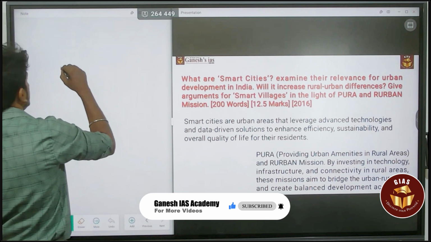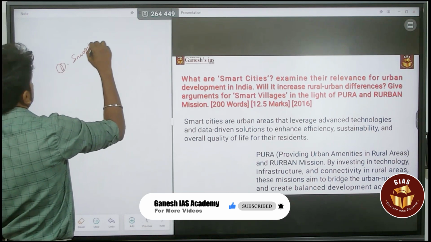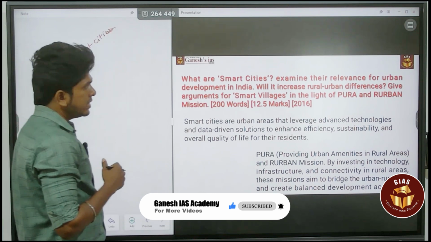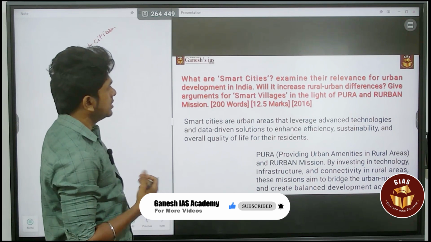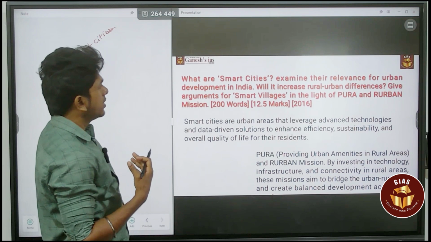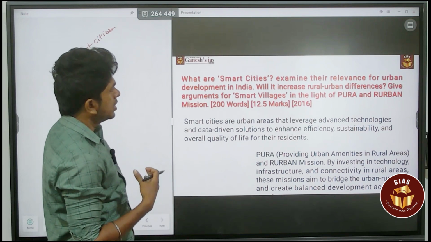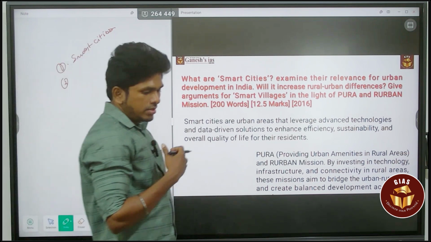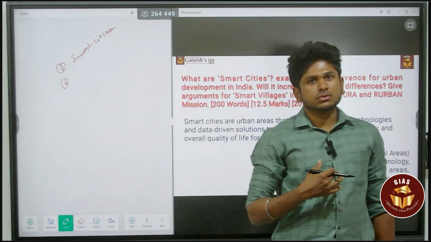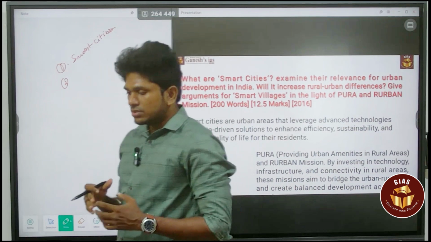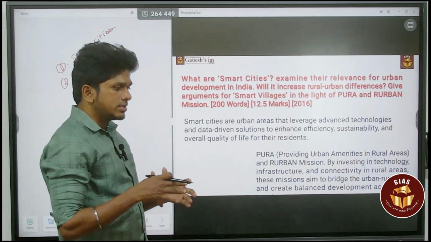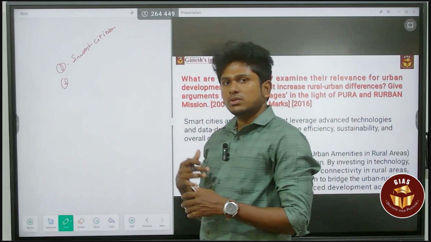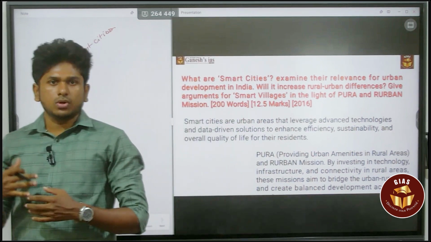So the question is mainly speaking about smart city. First of all, you need to know what the keyword of this question is. It is speaking about the smart city, the relevance to urban development, and also bridging the gap between the rural and the urban region, and also the PURA and the Rurban Mission. So it has multiple subsidiary keywords, and you need to address everything. The question looks elaborate, but it is speaking about one thing repeatedly: reducing the gap between the rural area and the urban area. So the major focus is on that only.